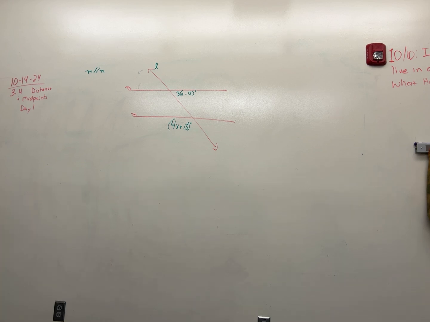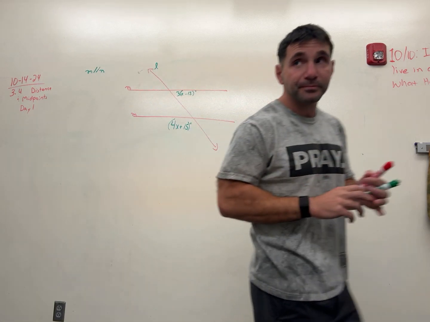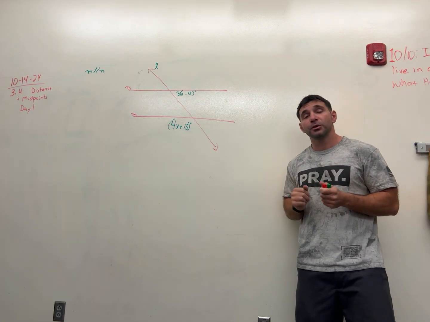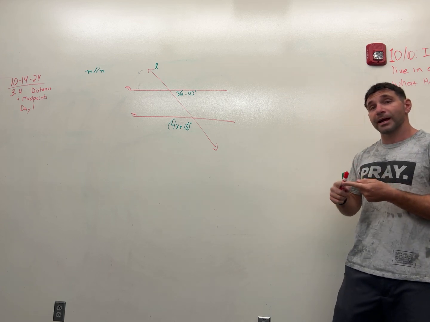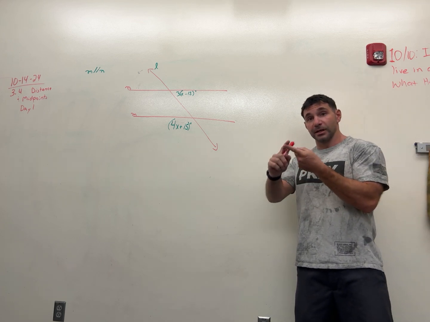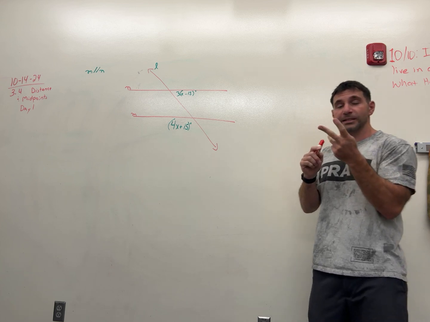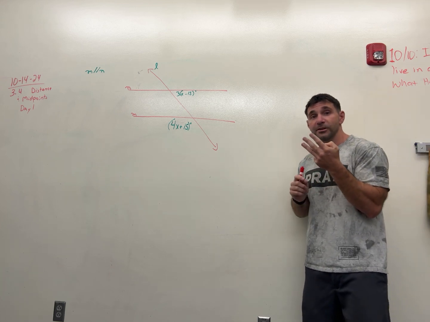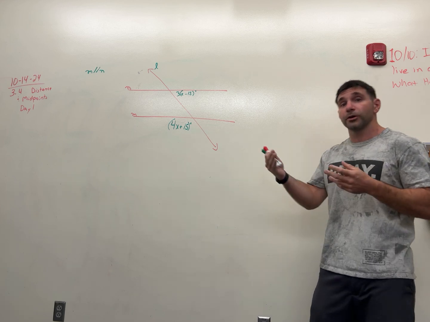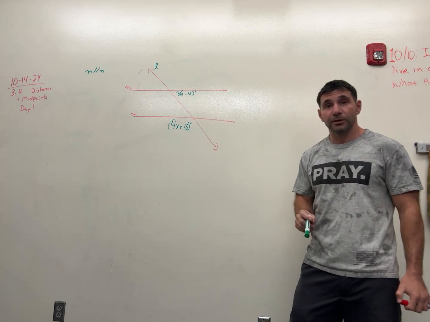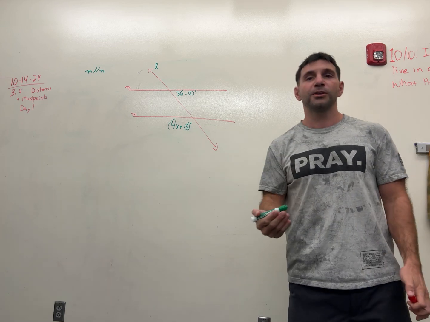Hey, welcome back, y'all. Man, that was a quick 5 minutes. Okay, so when we look at parallel lines, one of two things is happening. Either our angles are going to be congruent because of corresponding angles, because of alternate interior angles, because of alternate exterior angles, or they're going to add up to 180 degrees because of consecutive interior angles. But what happens when they don't?